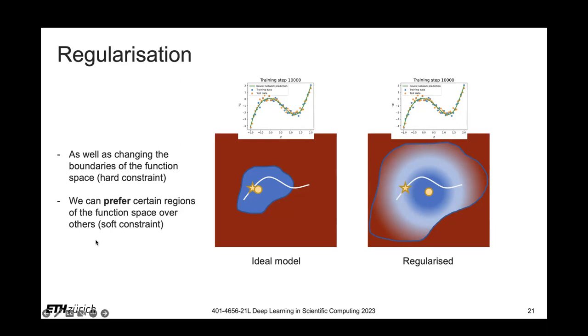We can have a soft constraint, and we can say, okay, we actually want to prefer certain regions of this function space. We have basically a prior understanding of what the function should represent, and we want to prefer models that sit in this area. And hopefully, we would prefer models that are close to the true model. So we have to have some understanding of what the true model is to be able to do this.